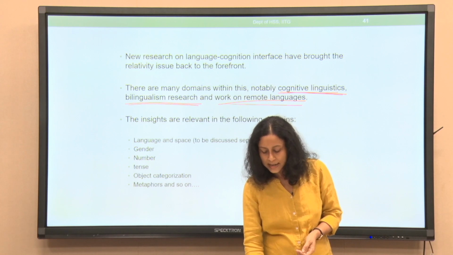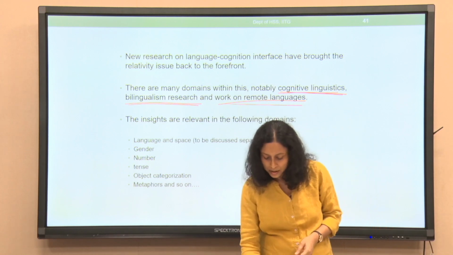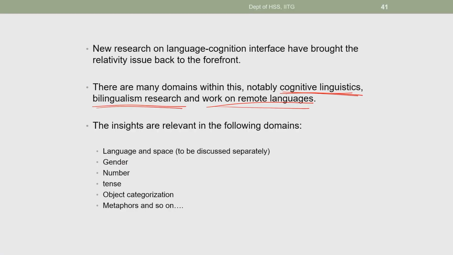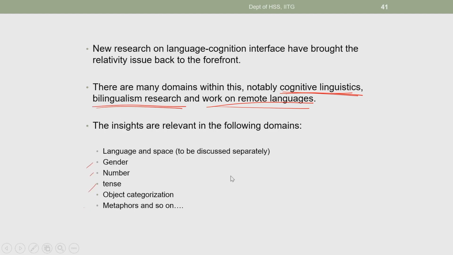So, these insights are found in the following domains. These are the domains that have given us a lot of data in terms of finding out the relationship between these. Language and space has a lot of data to offer us in terms of the relationship. However, we will discuss this in a separate segment, because this is important enough.